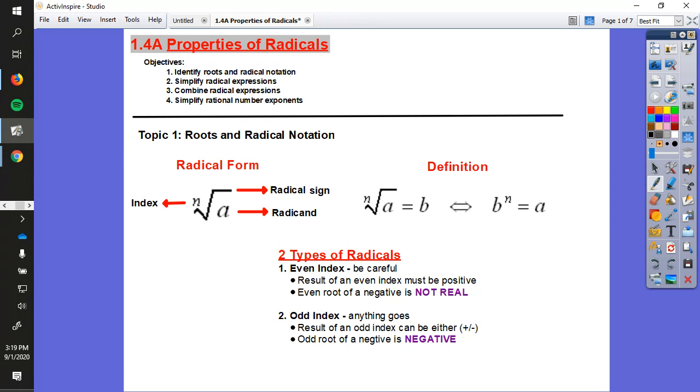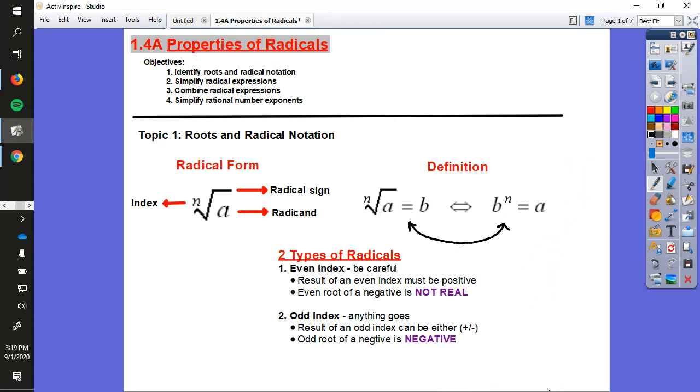So when we look at the definition of a radical, it simply says, if I take the nth root of a and that's b, that means, because remember the double arrow means if and only if, that is true if and only if when I raise b to the n power, I get a. I wanted to show you the connection between exponents and radicals. So there's a relationship there we want to be comfortable with.